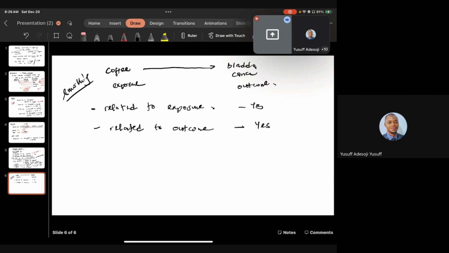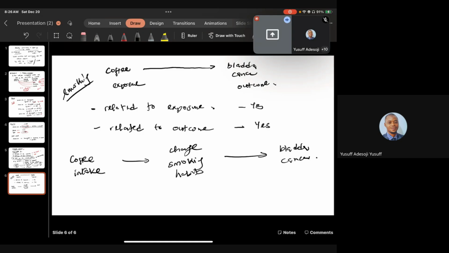Okay, now here we have to pay extra attention. Does coffee intake change smoking habits, which then affects bladder cancer? I.e., is it because of the coffee that their smoking increases or decreases? What do you think?